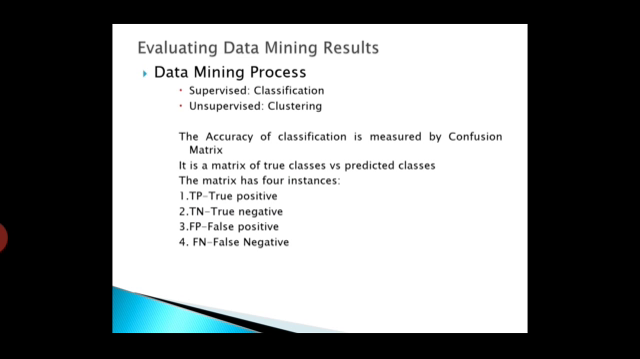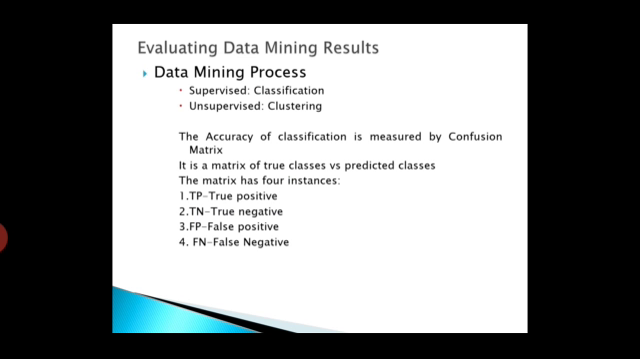The next topic is evaluating data mining results. The data mining process can be broadly classified into supervised and unsupervised. When we talk about supervised learning, we are dealing with classification problems. When we talk about classification, there are class labels, as I explained earlier. When we talk about unsupervised learning, mostly the technique used is clustering. In unsupervised learning, there is no class label. If there is no class label, then you should go for an unsupervised learning technique.